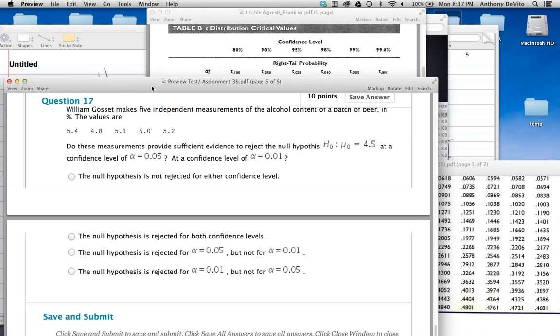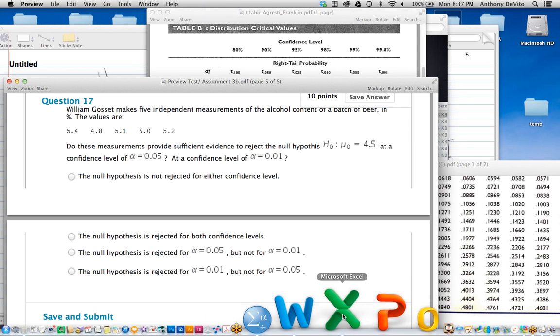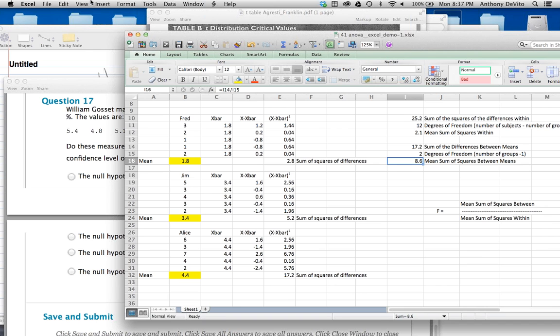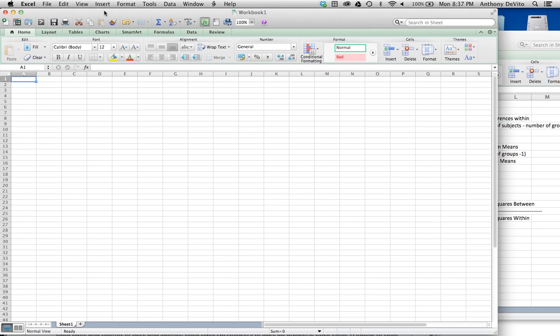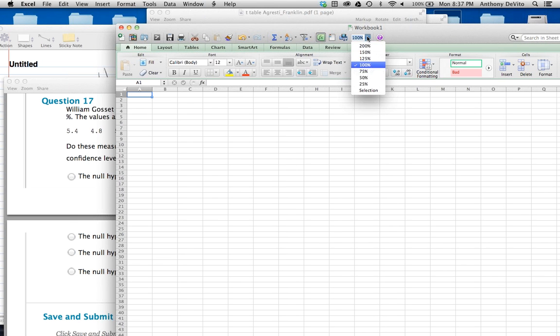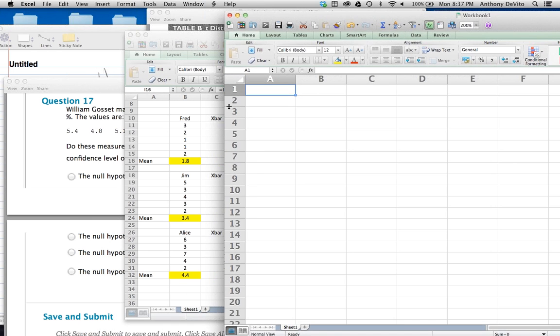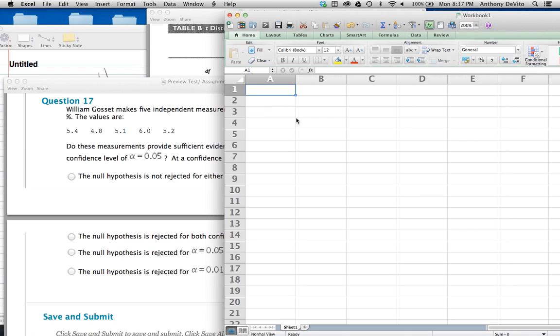But we're going to have to actually work that out, aren't we? I'm going to use Excel to do that. I'll get a new workbook. I'm going to keep you guys just a little bit later since I know this is an issue with us. Okay, so let's get these numbers down here. 5.4, 4.8, 5.1, 6.0, oops, 6.0, 5.2.